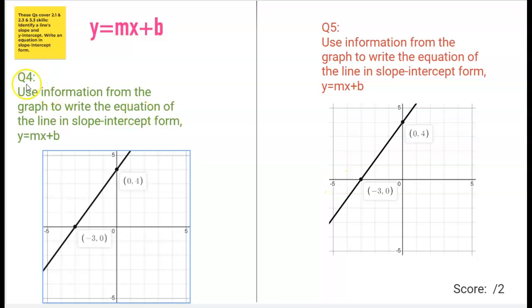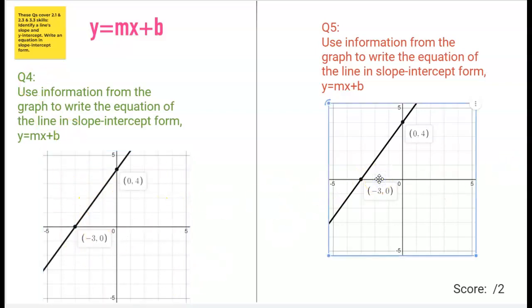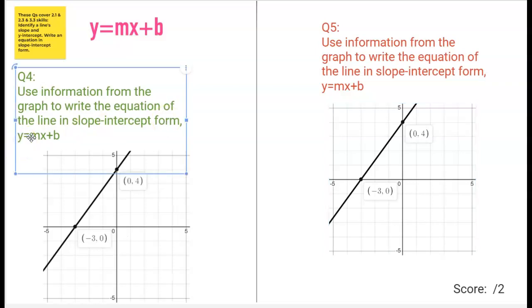For question 4 and question 5, you're using the information given in the graph, this graph and this graph, to write the equation of the line in slope-intercept form, which is given to you twice here. This is y-intercept form, y equals mx plus b, and it's also up here. So what you need to write the equation is just two pieces of information. You need to know what is the slope of the line and what is the y-intercept.